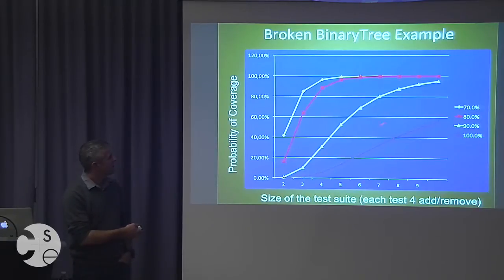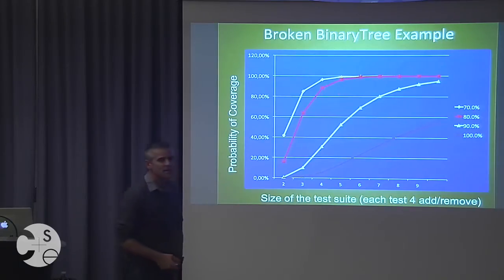Now, if you look at the probability, let's say you want only 70% coverage. You're going to be at about 100% chance of getting that at 5, it looks like. So after 5 tests, if your goal is only to reach 70% coverage, you have about 100% chance of getting it.